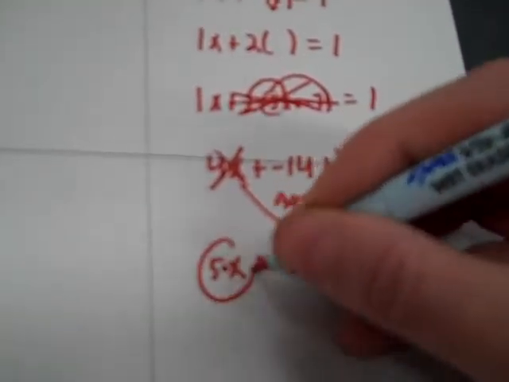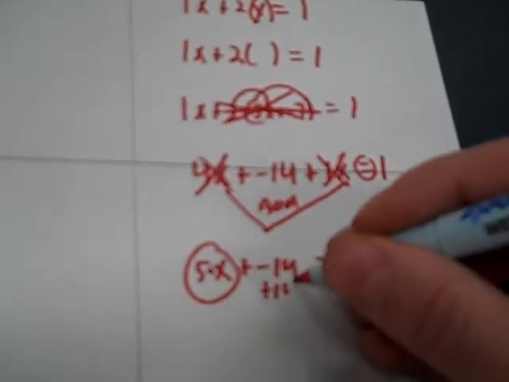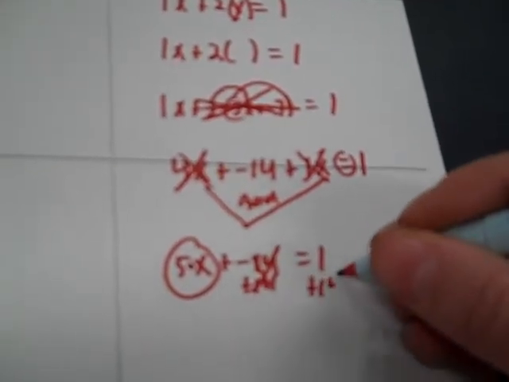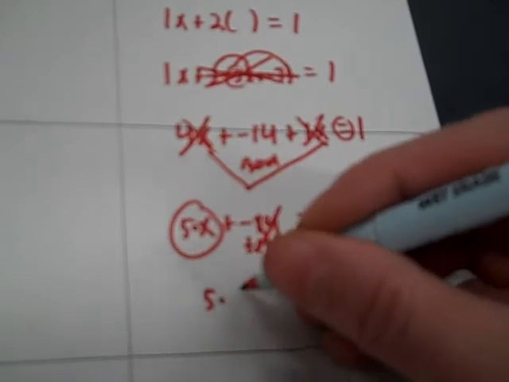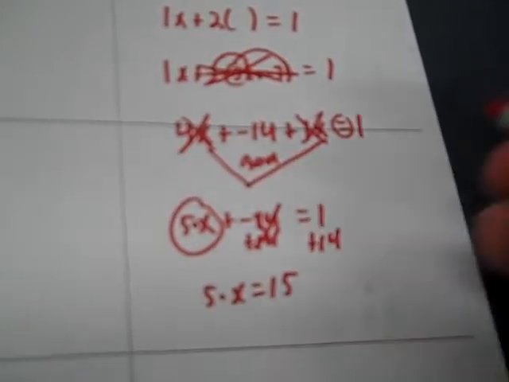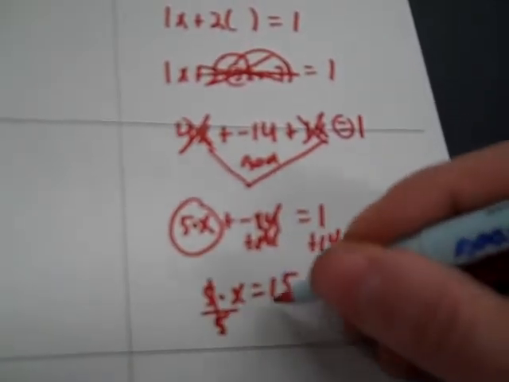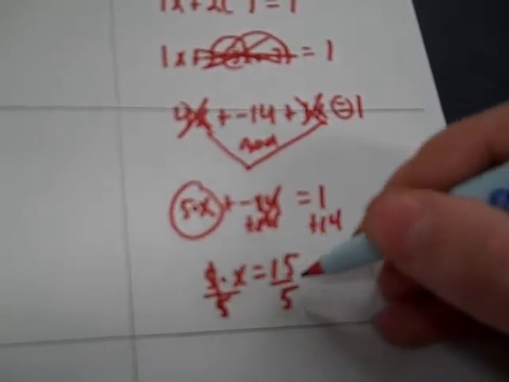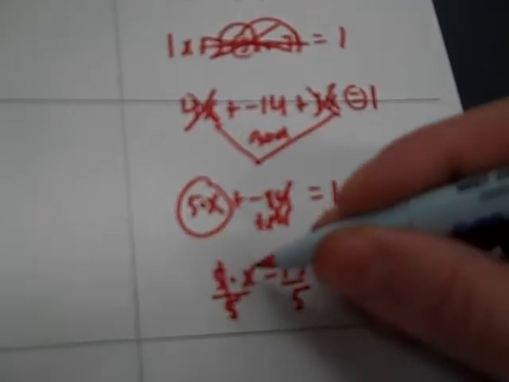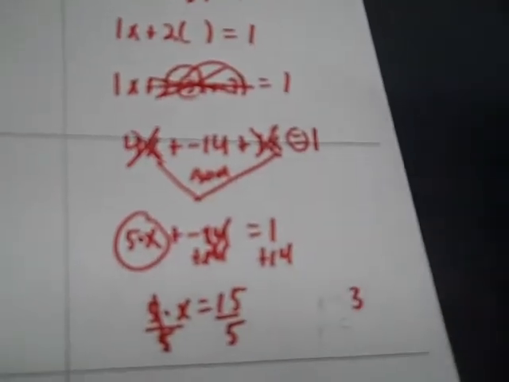So I dot my 5x, circle it, plus 14, plus 14. 5 dot x equals 15. And then divide by 5. And x equals 15 divided by 5. 15 divided by 5 is 3. So x equals 3.